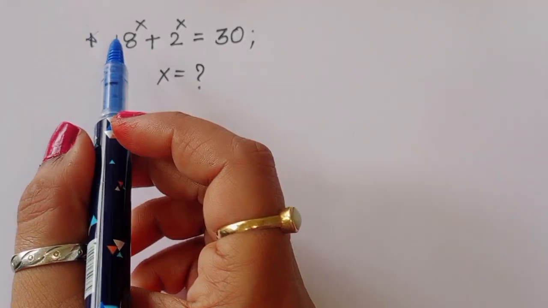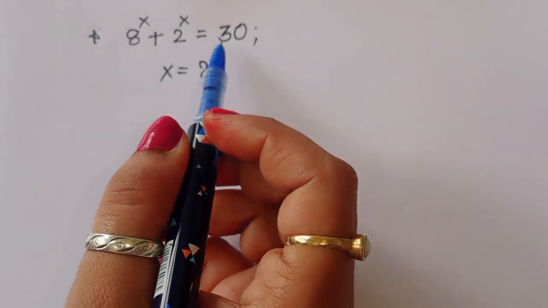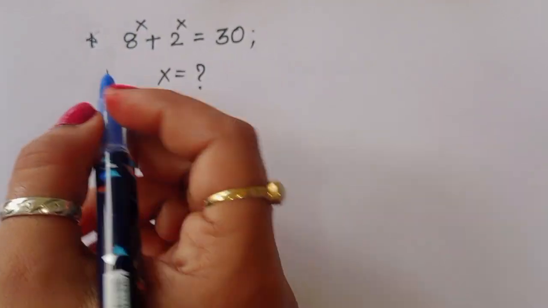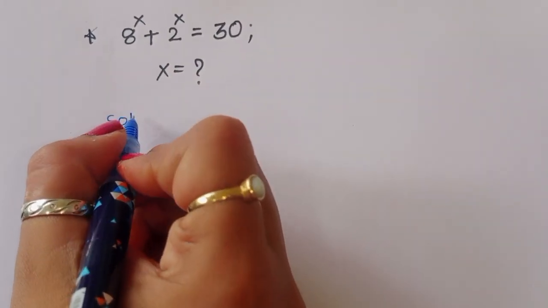The question is: given 8 power x plus 2 power x is equal to 30, we have to find the value of x. How can we find the value of x? Let's see the solution.